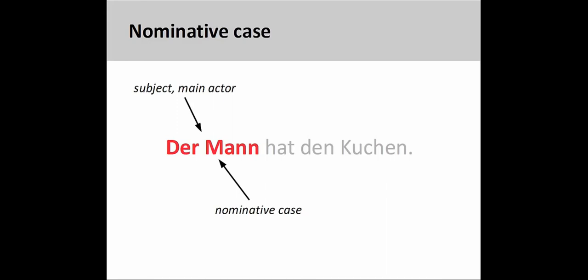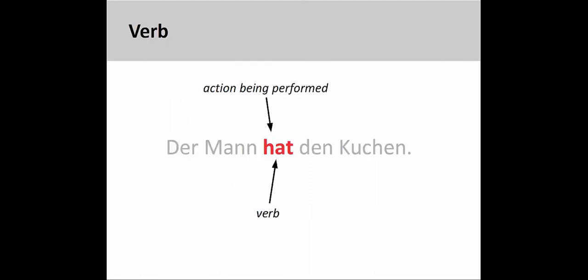You'll remember that the subject of a sentence, which is always in the nominative case, is like the main actor on a stage, the person or thing performing an action. Here the main actor is der Mann, the man. And the action that the man is performing is the act of having or possessing something.